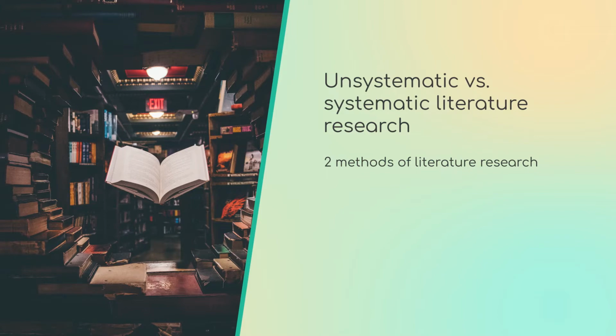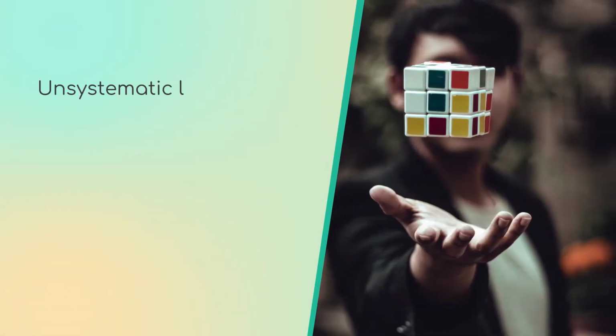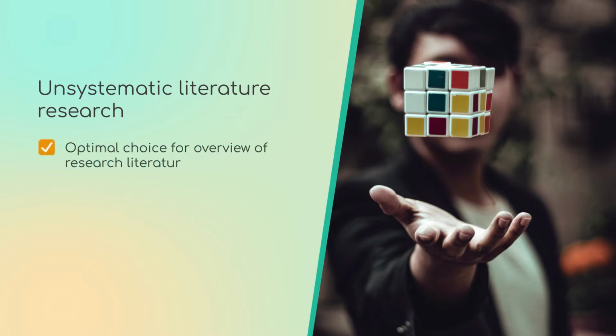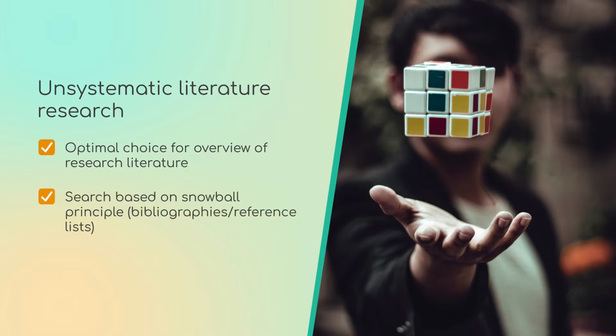Basically, you have two options at your disposal. You can proceed unsystematically or systematically. However, we recommend that you use both methods, as each research method has its advantages and disadvantages. If you have not yet developed a guiding question and would like to get an initial overview of the research literature, unsystematic research is helpful. Here, the search is conducted according to the snowball principle. You search the bibliographies and references of other works, with the sources found there providing further references.